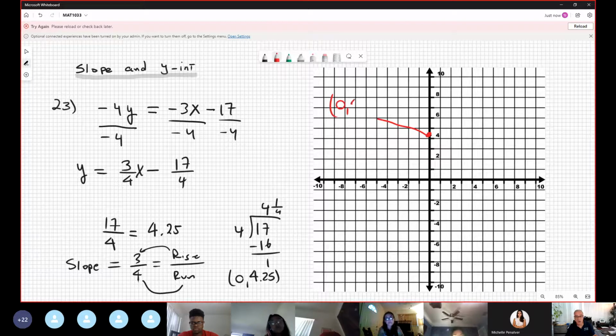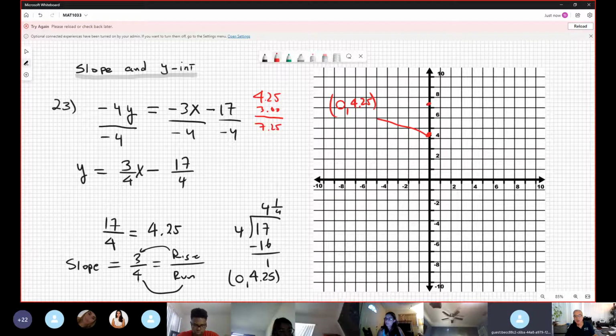Is (0, 4.25). And from this point, I'm moving 3 up. This is 4.25 plus 3 is 7.25. Oh, entonces 7.25. Here. This segment, one more time, using green color to illustrate rise and run. 1, 2, 3, 4. And you obtain the second point, green color, red color.